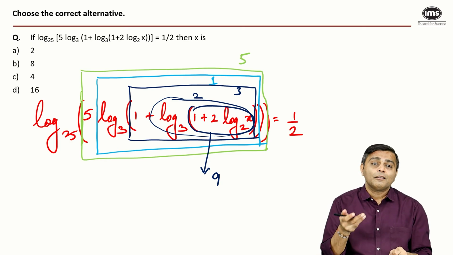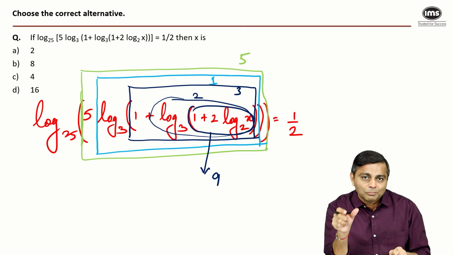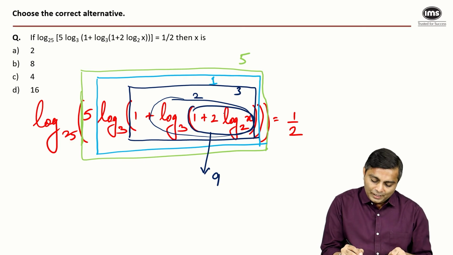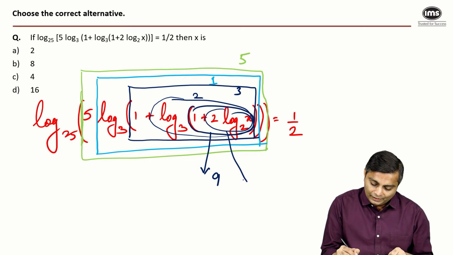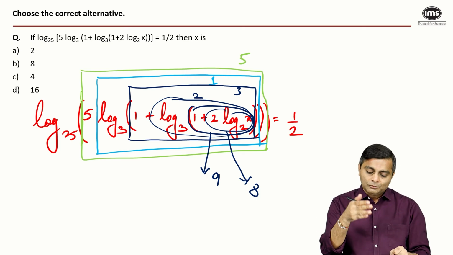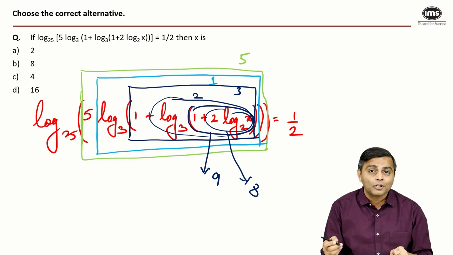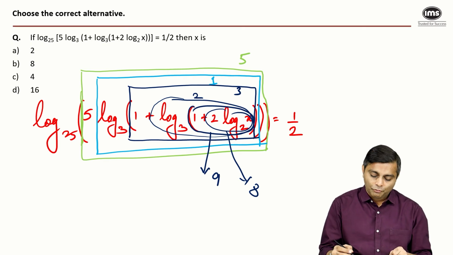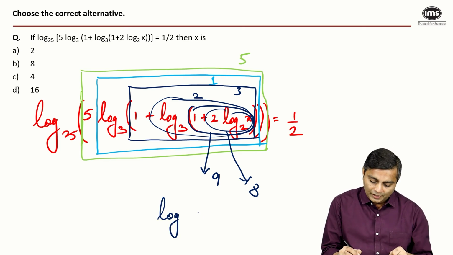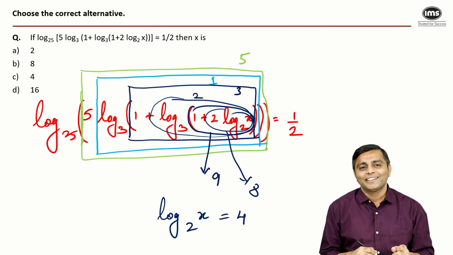What is 9? 1 plus something is 9. If 1 plus something is 9, that something has to be 8, which means this guy again needs to be 8. When will that be 8? 2 times log of x to the base 2 is 8. 2 and 8 can cancel, 4. So log of x to the base 2 is 4, which means it has now simplified to log of x to the base 2 is 4. X will be equal to 2 raised to 4. X will be 16.